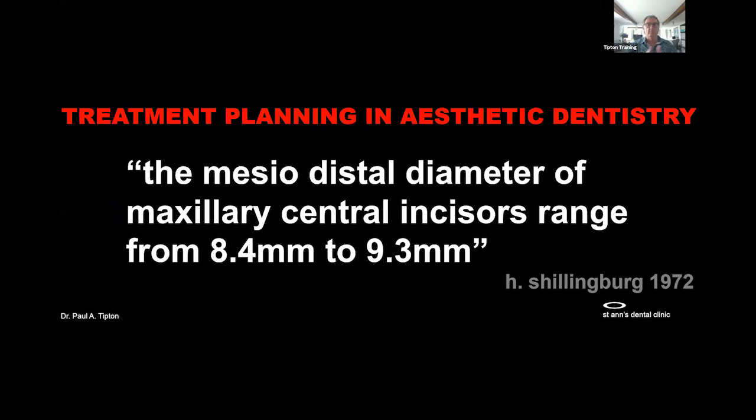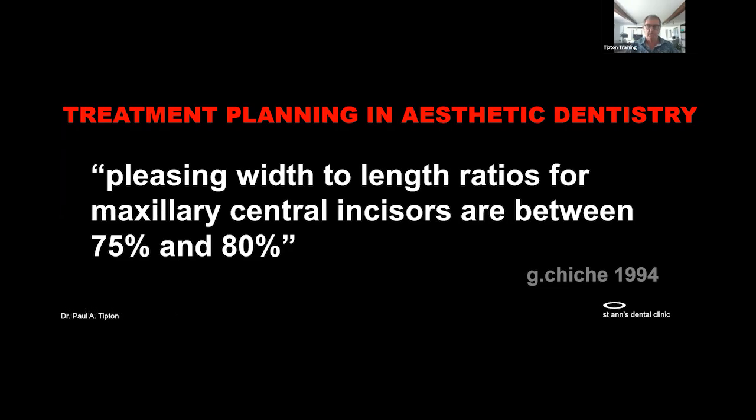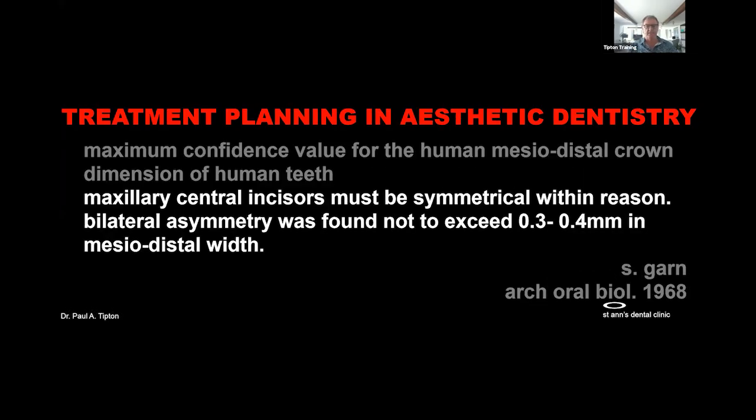So first of all, mesiodistal diameter, okay, 8.4 to 9.3 millimeters. Width to length ratio, 75 to 80%. What we do now, however, is our centrals have to look symmetrical. They can only look asymmetrical to a tiny, tiny degree. Okay, they have to look symmetrical.